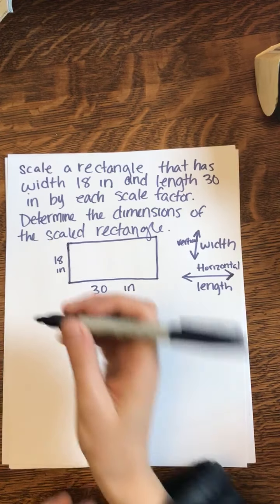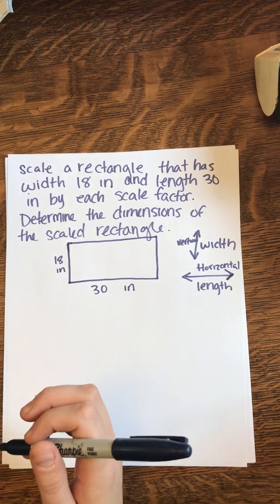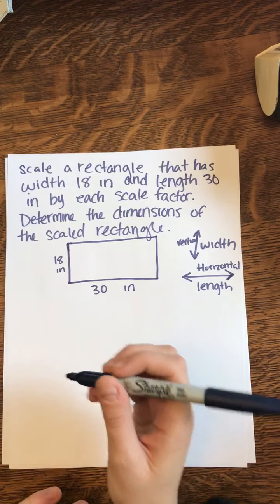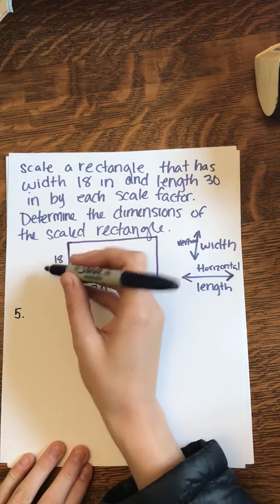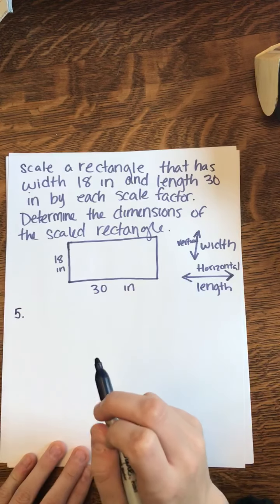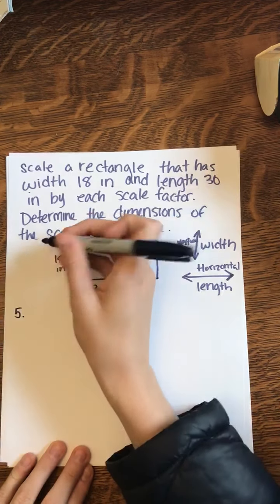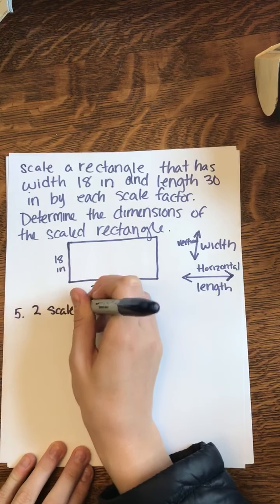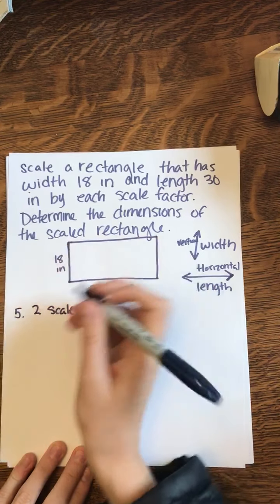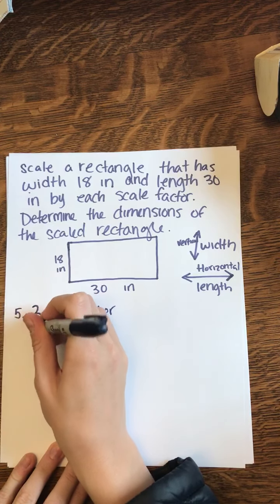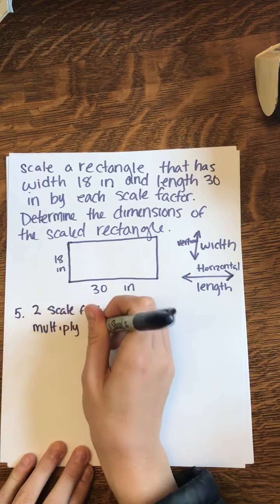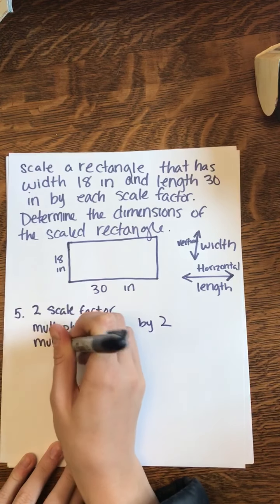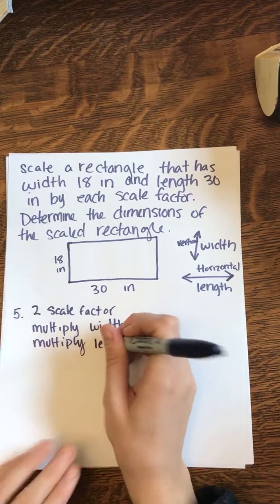Perfect. So now for 5, 6, 7, and 8, I need to multiply the length and the width by the scale factor of each 5, 6, 7, and 8 to find the new rectangle. So for 5, this is my original rectangle, 18 inches by 30 inches. So my scale factor is 2 for the first one. So that means all I do is I multiply my width by 2, and multiply length by 2.